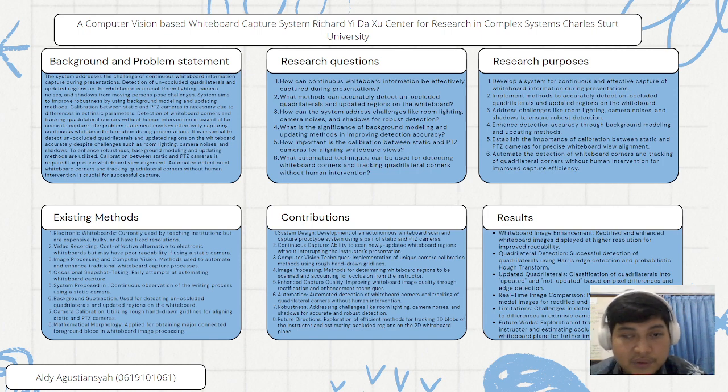So the contributions this paper has brought us are: 1. System design. 2. Continuous capture. 3. Computer vision technique. 4. Image processing method. 5. Enhanced capture quality. 6. Automation. 7. Robustness. 8. Future direction. The results from this research are whiteboard image enhancement, quadrilateral detection, updated quadrilateral, real-time image comparison, limitations, and future works. Those are the results from this paper.